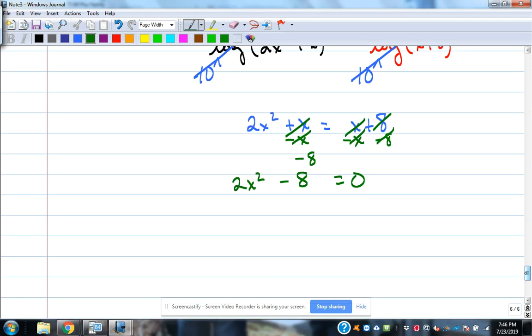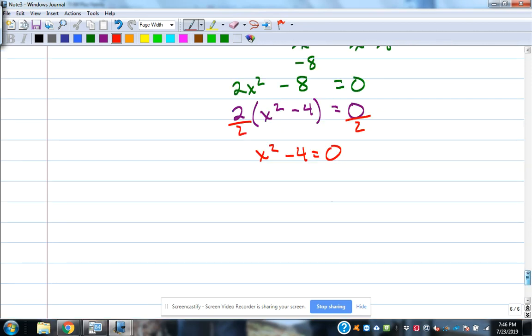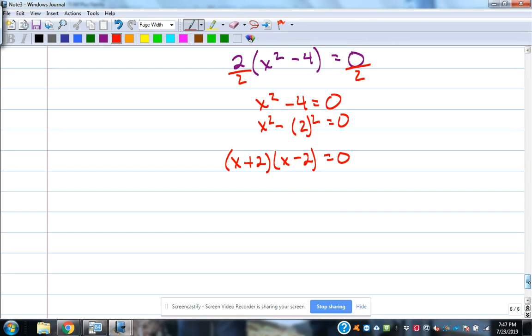Well, everything's divisible by 2, so that's a GCF of 2. Technically, I divide by 2 and get rid of it. x squared minus 4, that's a difference of squares. x plus 2, x minus 2. Set each of those equal to 0.